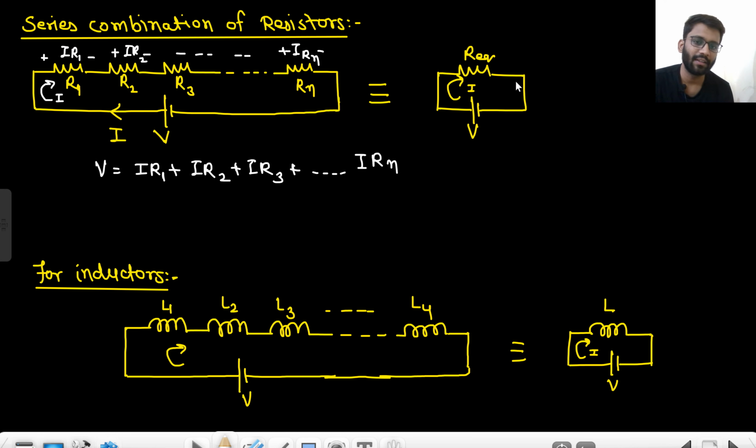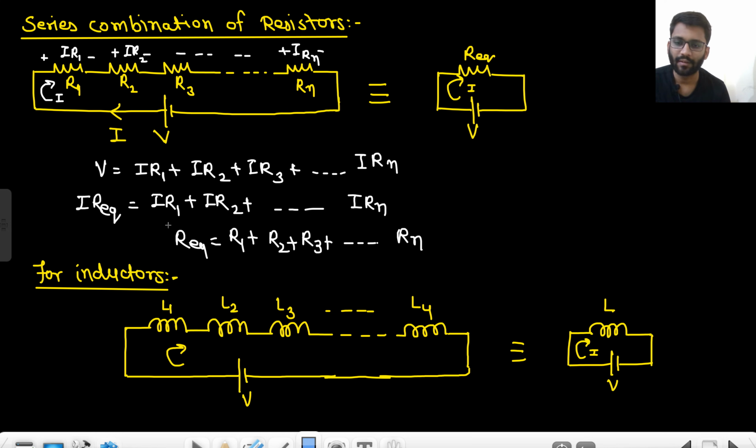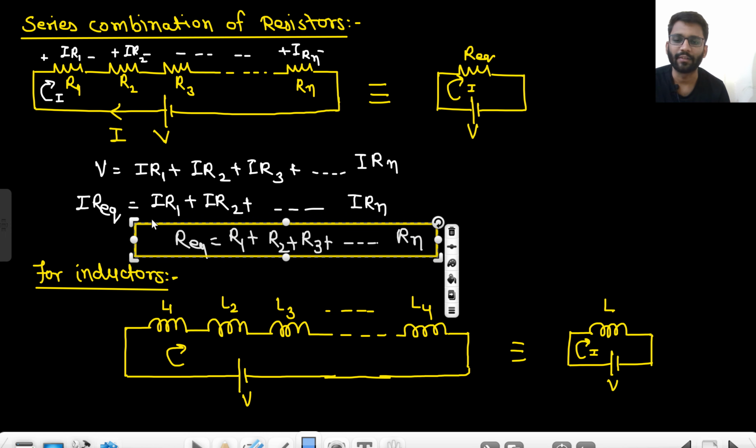Now for this equivalent circuit, V is equal to I into R equivalent, right? So I into R equivalent is equal to IR1 plus IR2 and so on. Basically your R equivalent is R1 plus R2 plus R3 till Rn. This is your final formula of R equivalent for series connection.